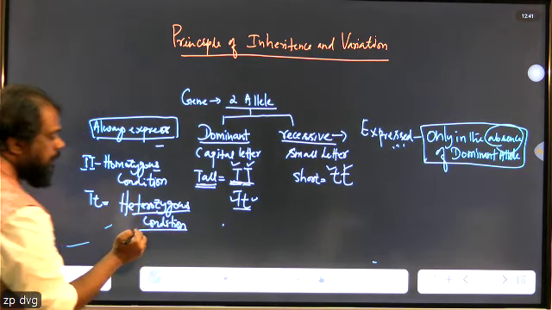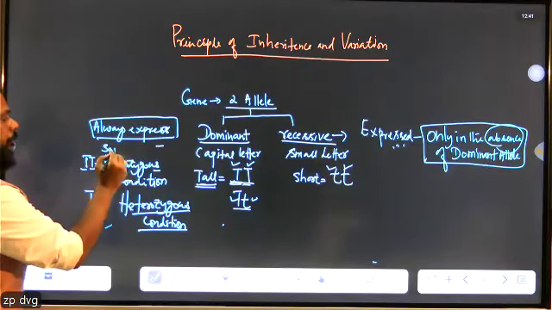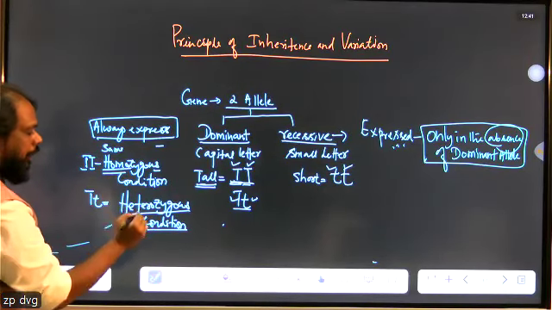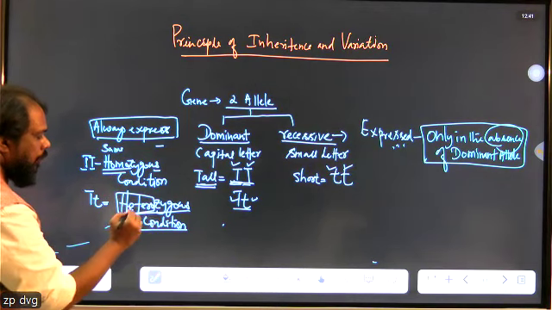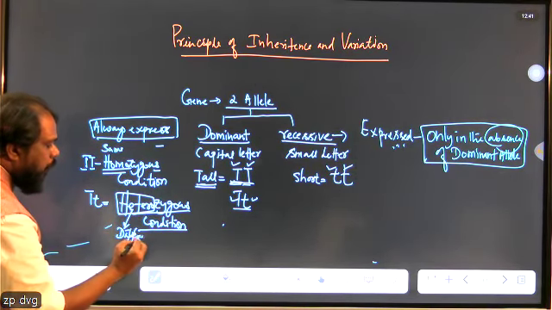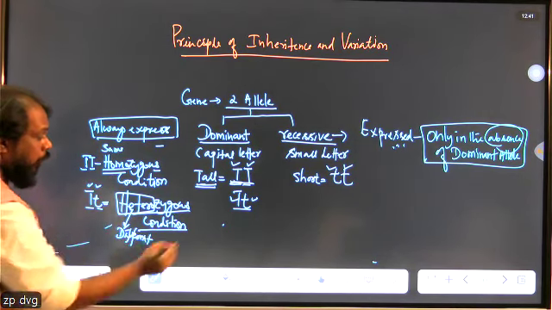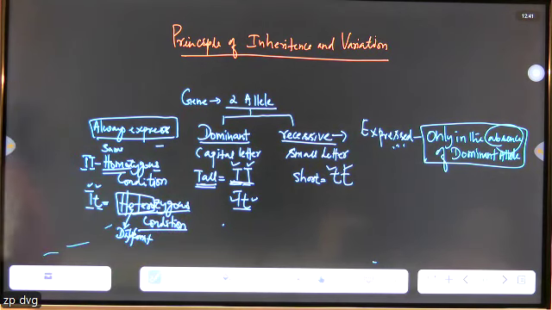Now, what is heterozygous condition? Look at this. Hetero means different. Homo means same. Hetero means what? Different. Now, what is different here? Hope you understand. Two alleles are different. Therefore, I will call this condition a heterozygous condition.